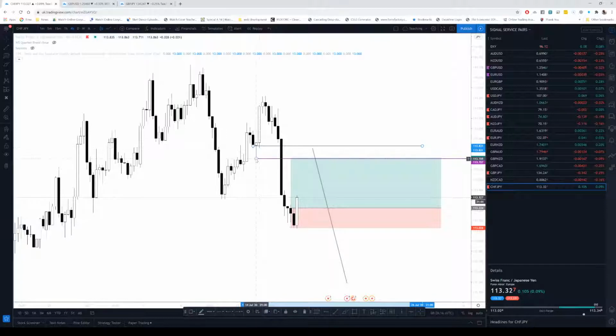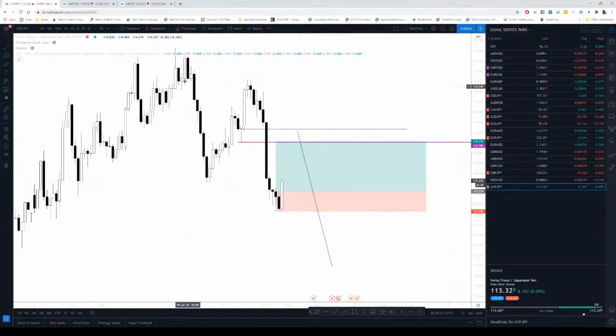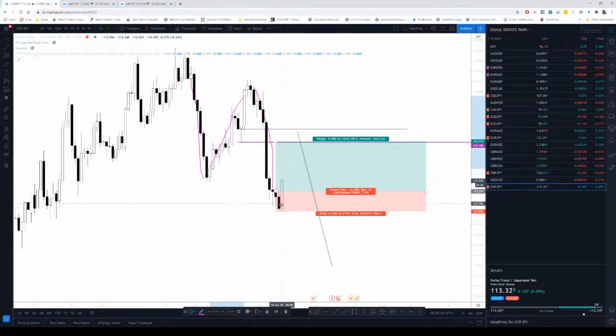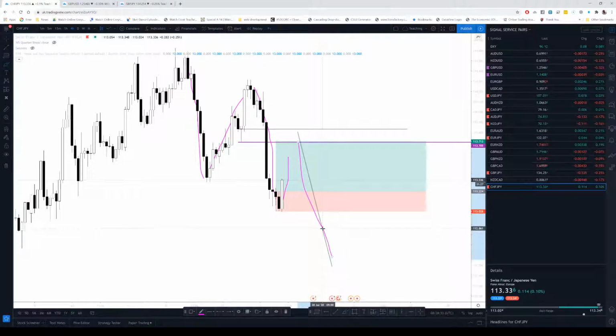In between these two levels, I'll be looking for another sell to the downside again, because you can see what the momentum is. We drop quicker than going up, so the money is to the downside currently. And I think that will be it.